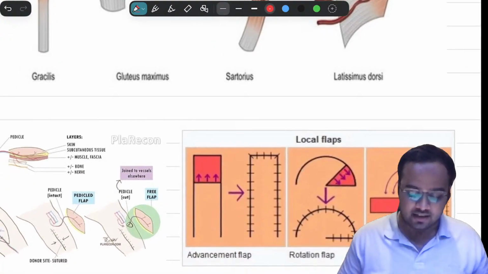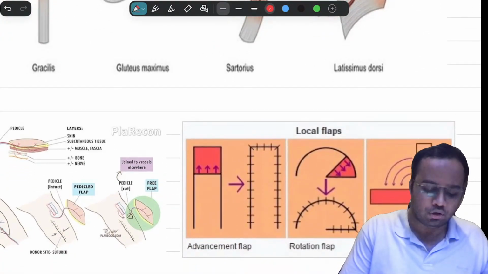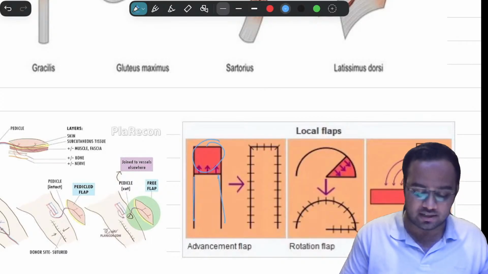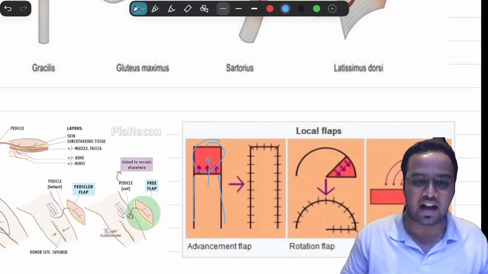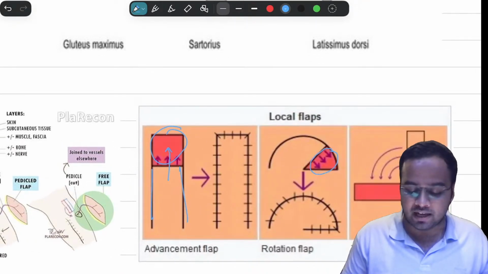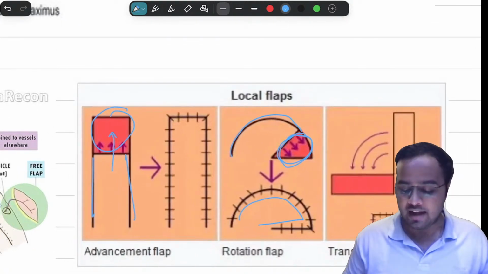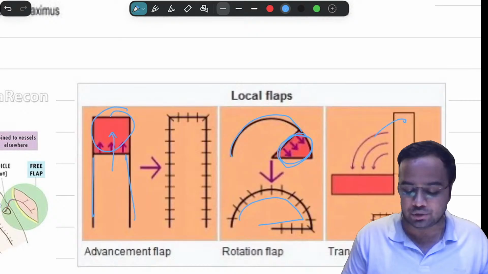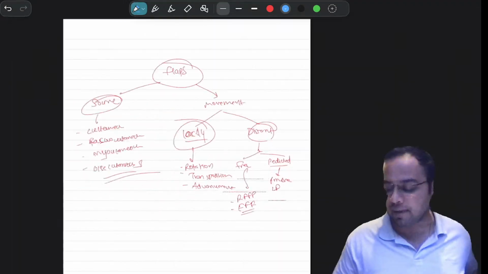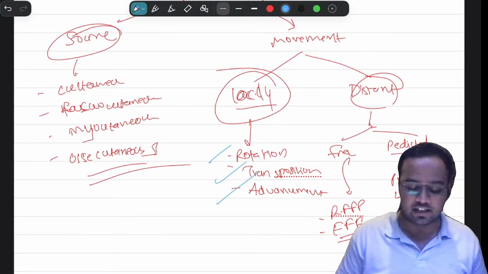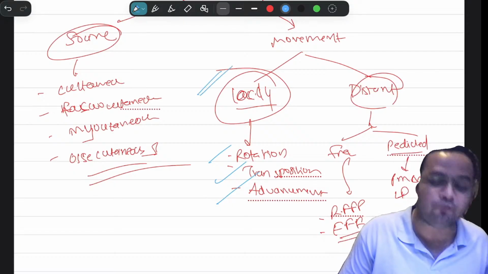If you can see here, this is nothing but an advancement flap. When there is a small defect present here, you are going to cut the skin along and pull the skin anteriorly. This is called an advancement flap. Whenever there is a defect, typically in the region of the scalp, you are going to take a curved incision and suture it like this. This is called a rotational flap. Transposition flap means you are going to take up the tissue, transpose it here and close it primarily. So it is called a transposition flap. You might not know all the details, but it can be a rotational flap, a transpositional flap or an advancement flap when you take the flap locally.